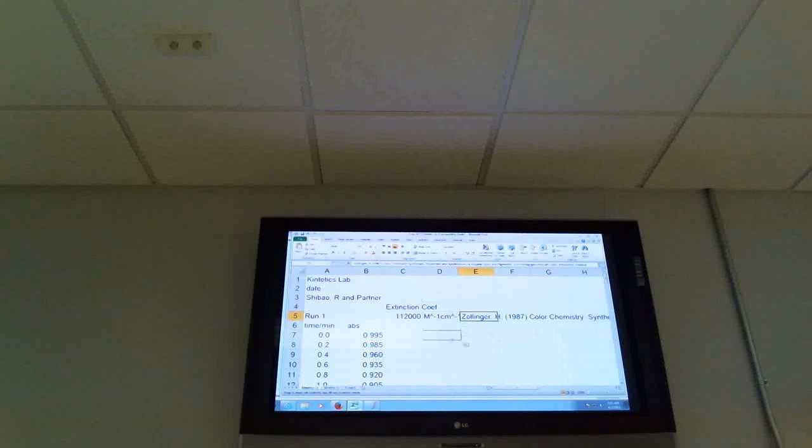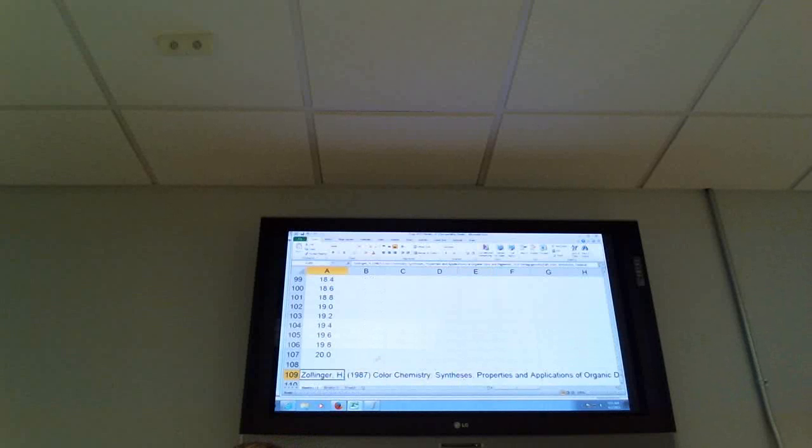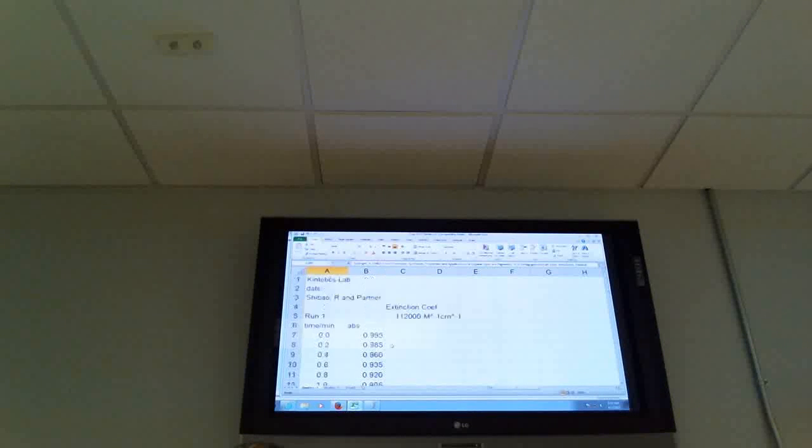Make sure you copy it over the ABS with the absorbance. We're going to put this at the bottom of the page. Looking at the absorbance, it says on your list at the top of the thing.